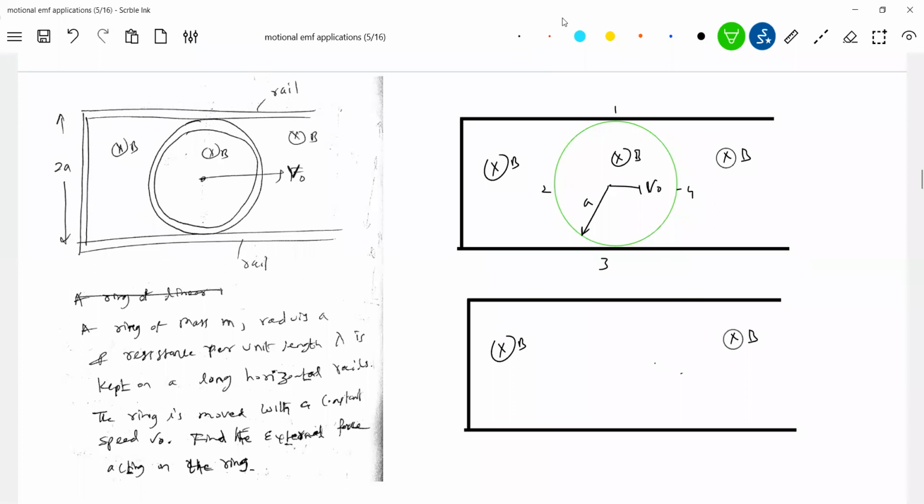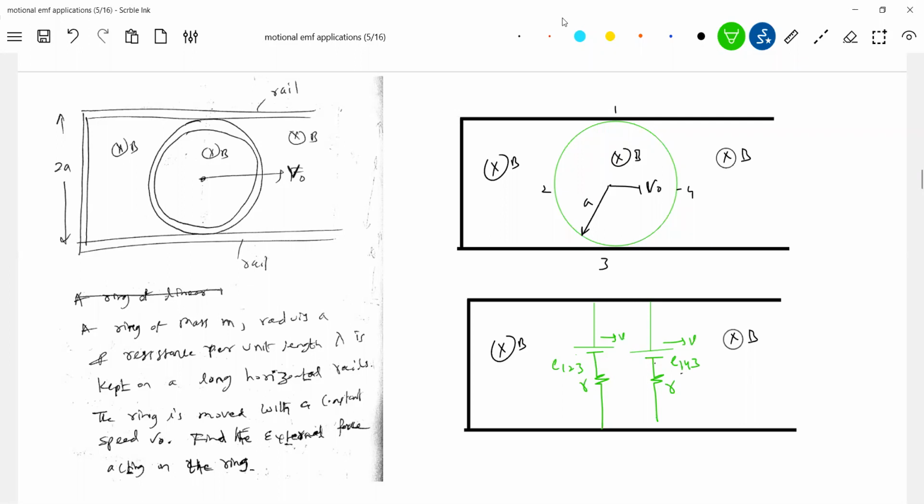Now I'm going to replace this ring by an equivalent cell, because we are more comfortable with replacing the moving rod with a cell. How to replace this with a cell? 1, 2, 3 will become one cell, and it's having resistance called R, and this EMF. Similarly, what is this E123? What is this E143? And both are moving with a constant velocity V.